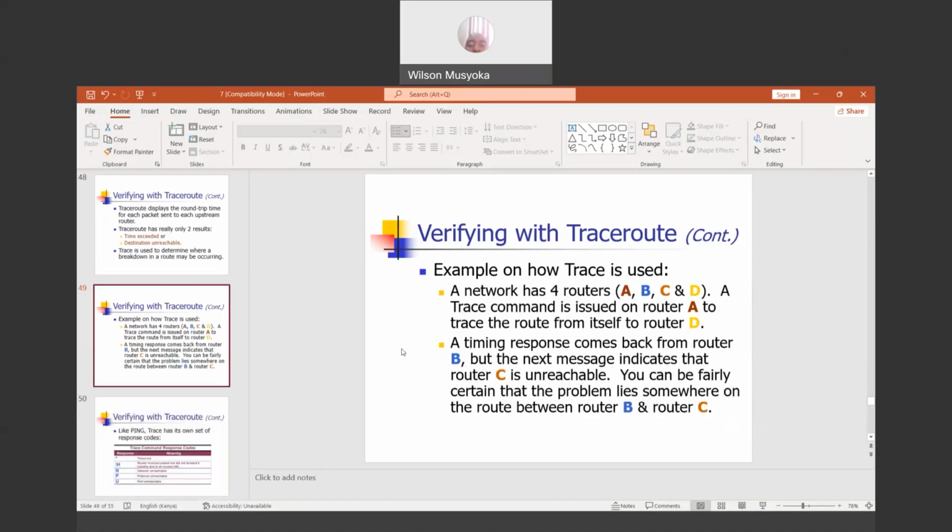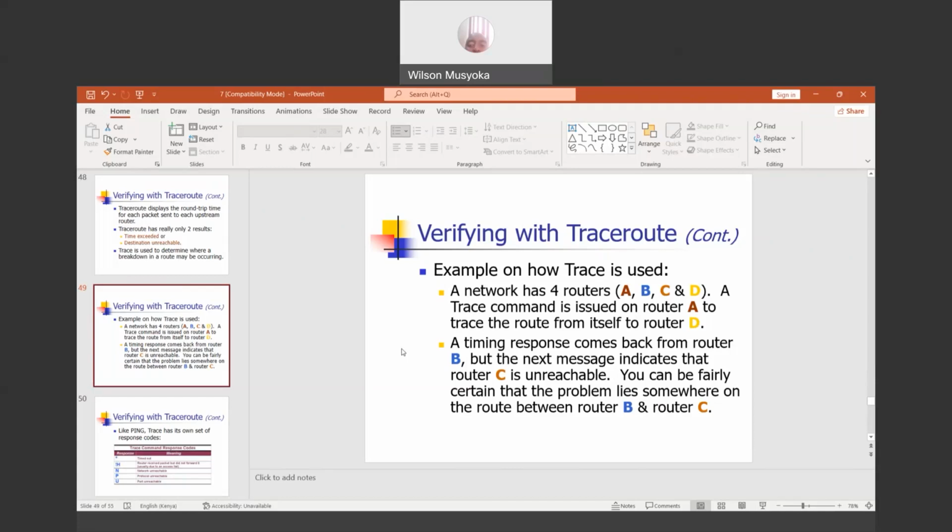So if a network has four routers, A, B, C, D, and a trace command is issued on router A to trace the route from itself to router D. A timing response comes back from router B, but the next message indicates that router C is unreachable. Then you can be fairly certain that the problem lies somewhere on the route between router B and router C.